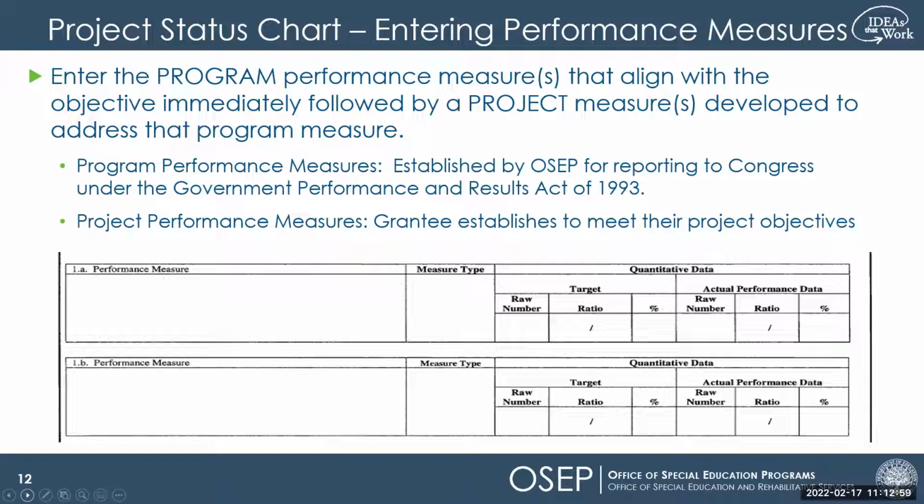Under each objective, you would include any program measures related to the objective. Under each objective, you put the program measure in first, immediately followed by the project measure that aligns with it. Then enter any additional project performance for the objective in the following rows along with corresponding data. There will be some additional examples later in this webinar.